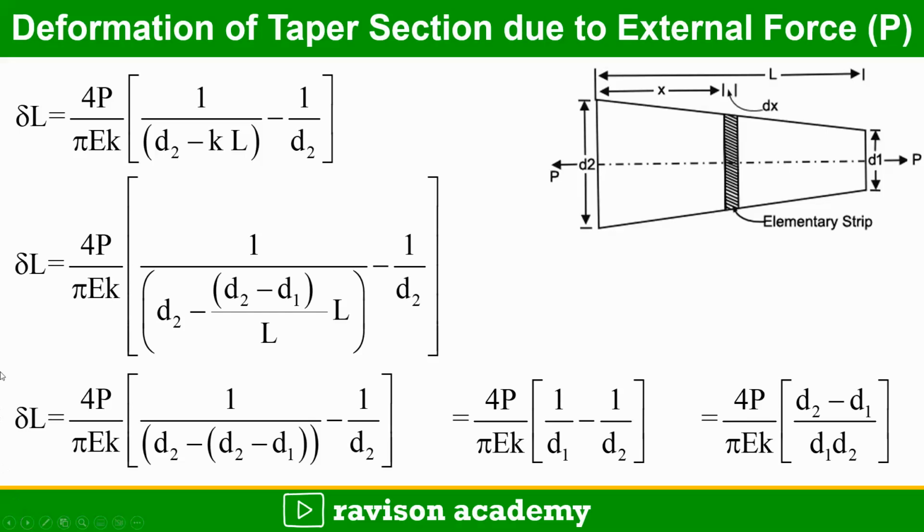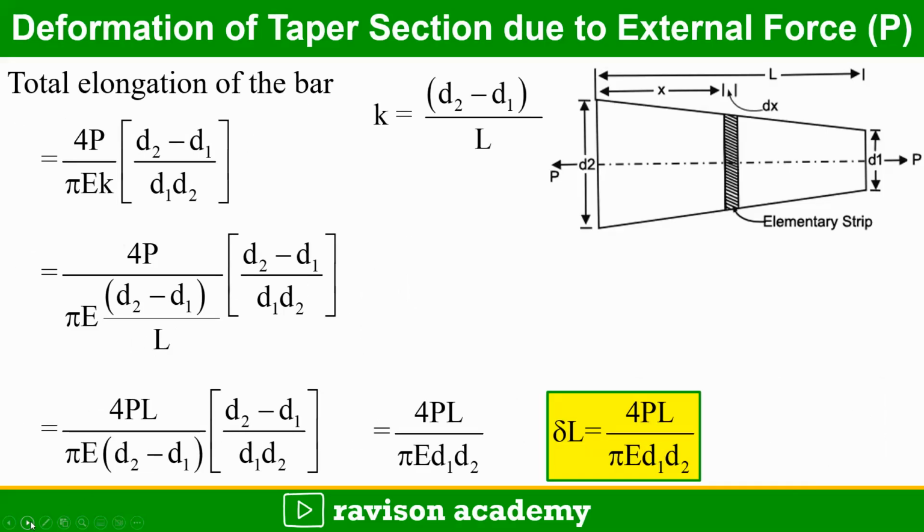So del L will be equal to 4P by pi E K into 1 by d2 minus of d2 minus d1, minus 1 by d2. On rearranging, we will be getting del L equal to 4P by pi E K into d2 minus d1 by d1 d2. So the total elongation of the bar is found out by substituting the value of K, d2 minus d1 is equal to K L.